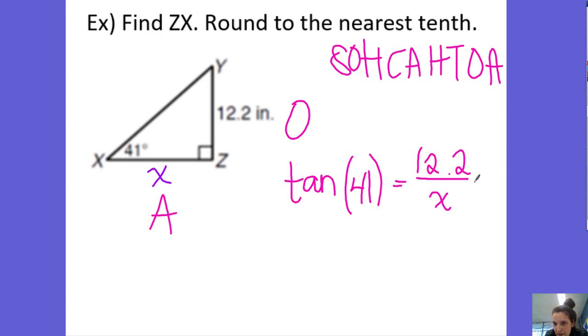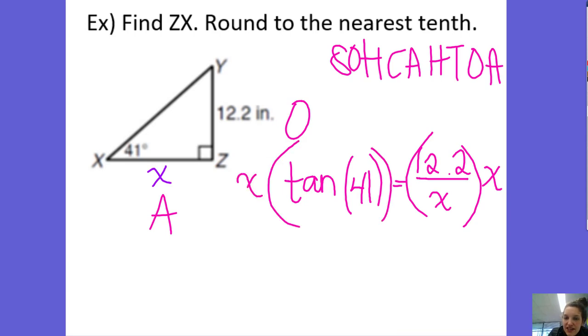So this time my variable, my missing side, is in the denominator. And so I need to get that X out of the denominator. Well, technically I'm dividing by X, so I need to do the opposite of divide, which is multiply. So I'm going to multiply by X on both sides of the equation to keep it balanced. So on the right side, my X's are going to cancel out, and I'm left with just 12.2. Over here, I'll have X times tangent of 41.